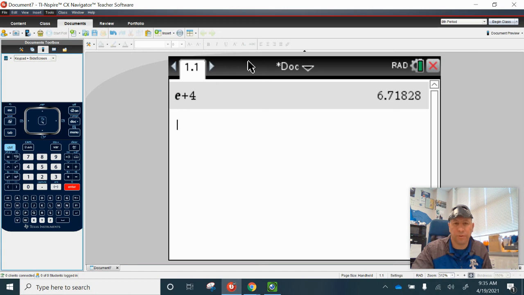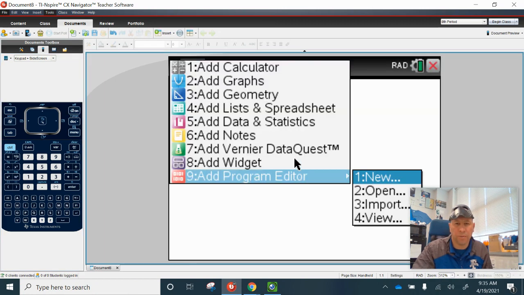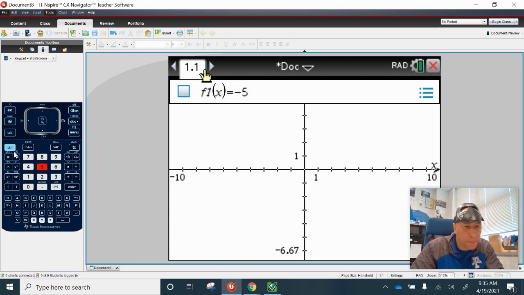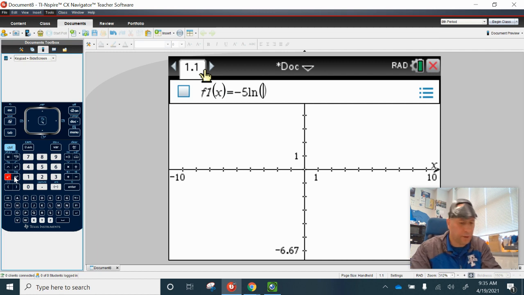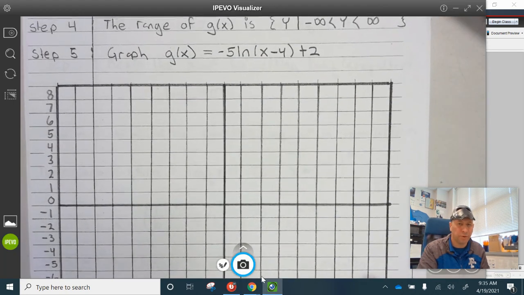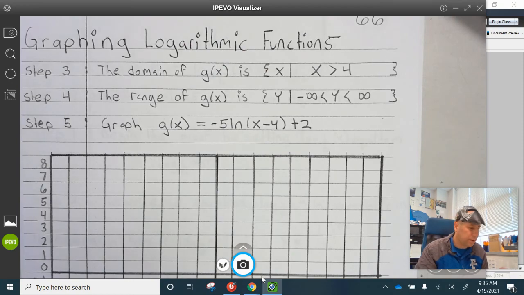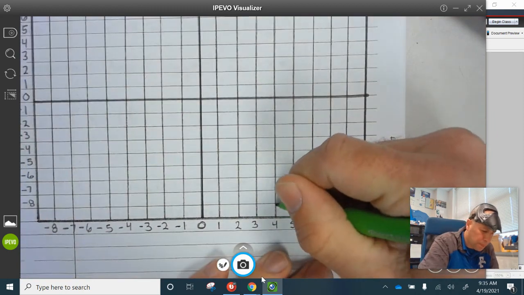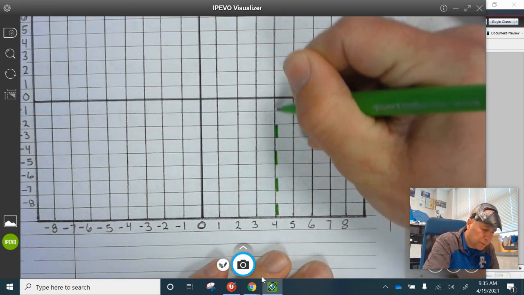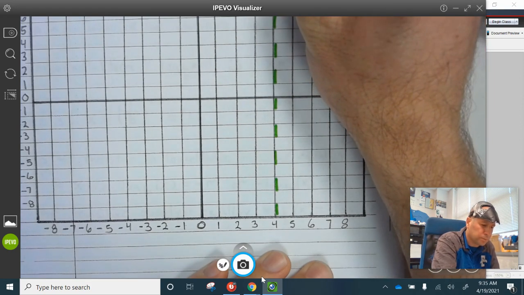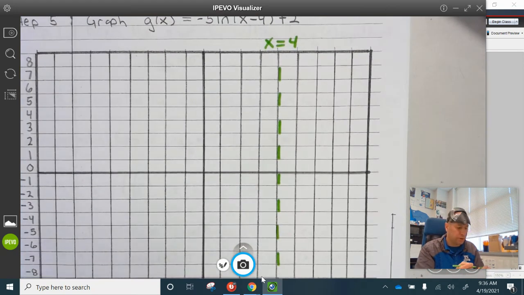Alright, so let's go ahead and graph that. So we go to on, new document, add graph. So then that's negative 5 natural log of x minus 4 plus 2. Alright, we have that, but let's take a step back before we get those points. We want to graph the asymptote, which we know if the domain is x is greater than 4, we have a vertical asymptote at x equals 4. So let's graph that. Okay, so we have vertical asymptote at x equals 4.